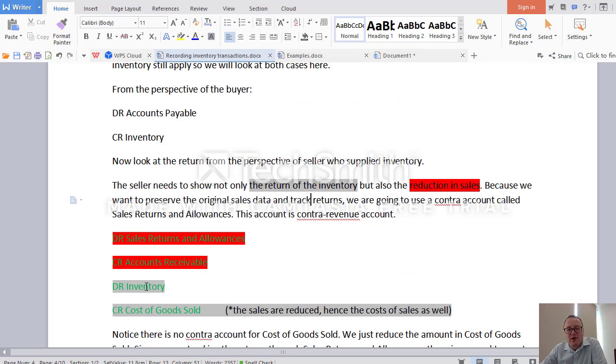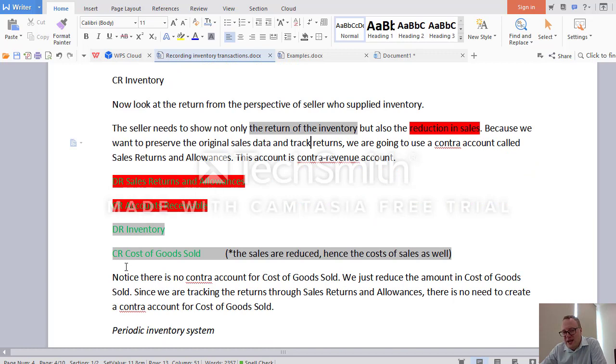And now you need to update the inventory account as well. Now more inventory is coming to you, the returns, so you need to debit inventory, and previously you debited COGS, the expense. Now your expense will be smaller because of the returns, so you will credit COGS. You don't need to create a contra account for COGS, just operate with the same account.